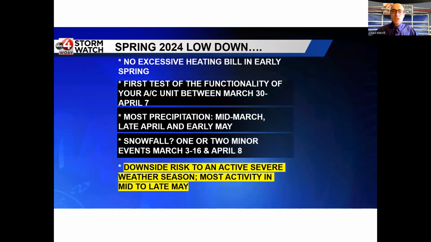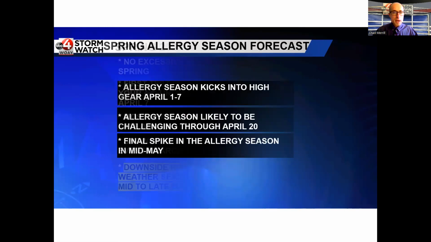Most of the precipitation will be in the middle of March, late April, and early May, and most of that would be rain. I expect 1 or 2 minor snowfall events between March 3rd and 16th and April 8th. I don't expect a blockbuster storm like we had in 1993 with the Blizzard of '93. I don't see any sign for that happening this coming spring. And there's a downside risk to an active severe weather season. Most of that should be in the month of May.